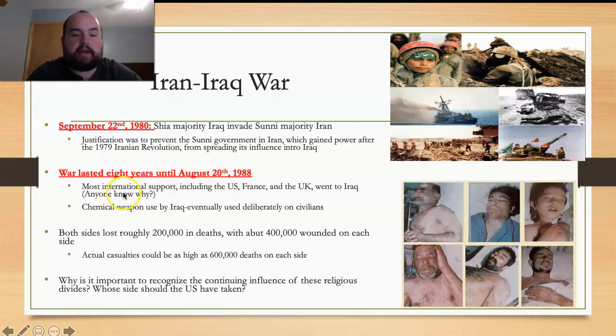Now, why do you think most international support, including from the United States, France, and the United Kingdom, went to Iraq? Why would most of that support go that way?